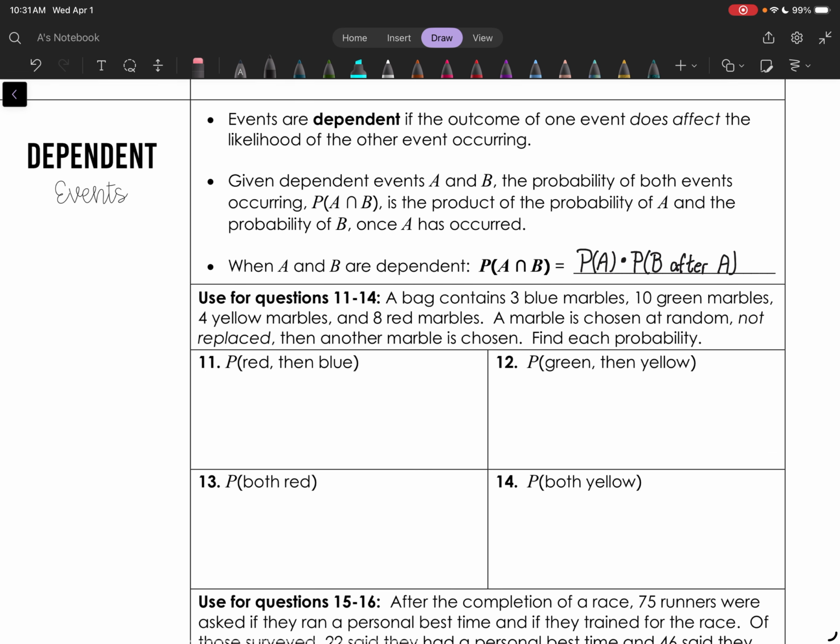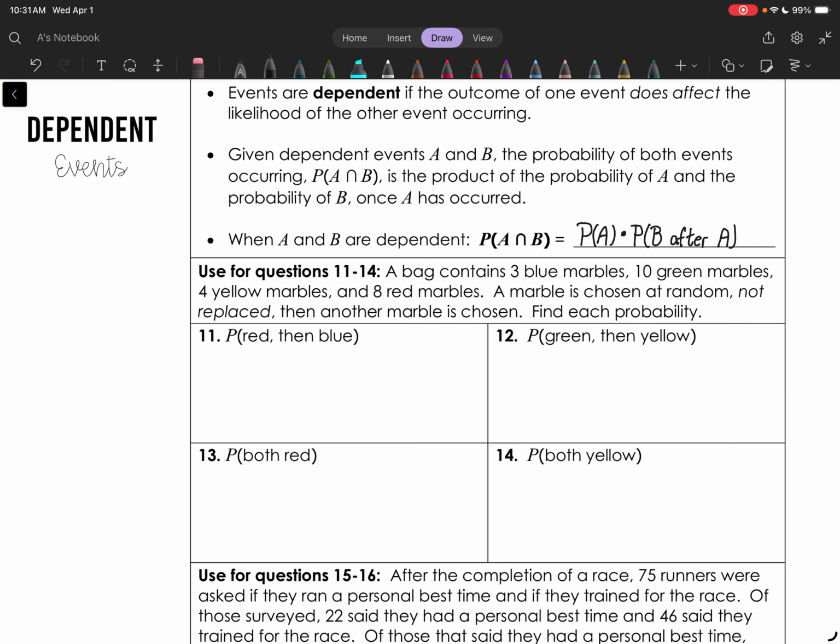Dependent events. So the second type of compound probability is if the first chance occurring affects the second chance. So this is the probability of A times the probability of B after A. For questions 11 through 14, we're using this.